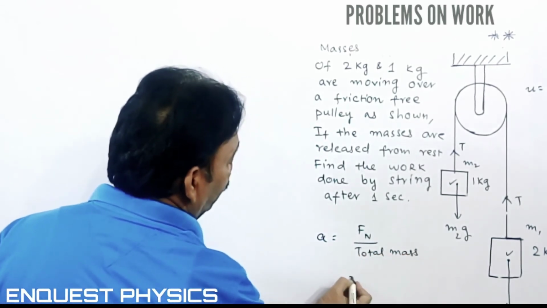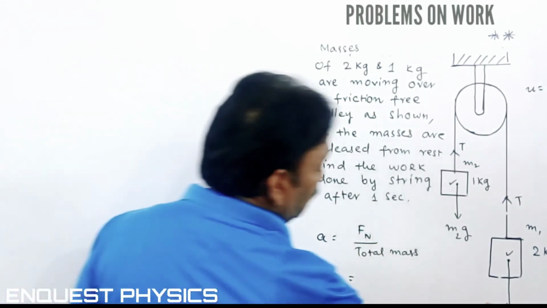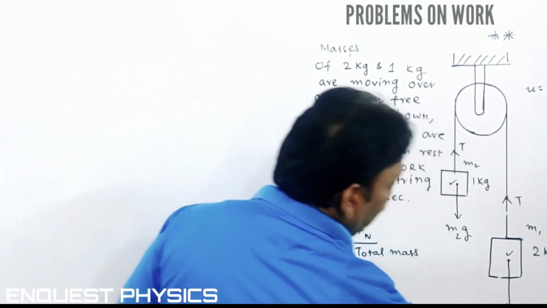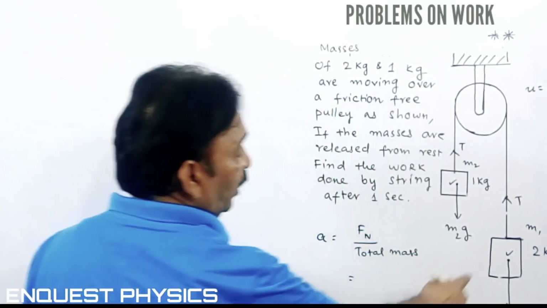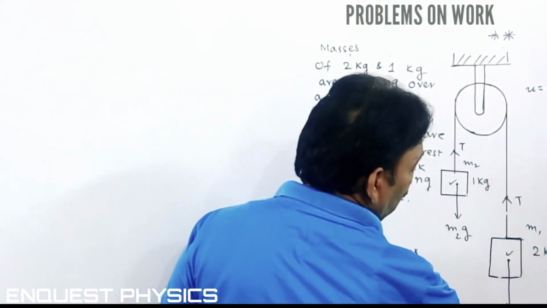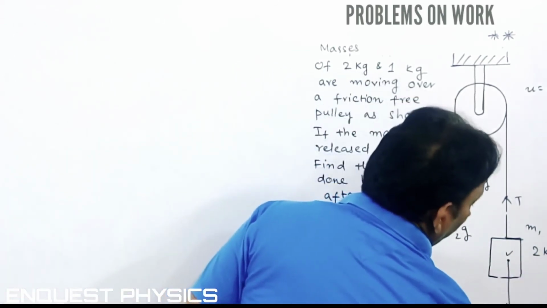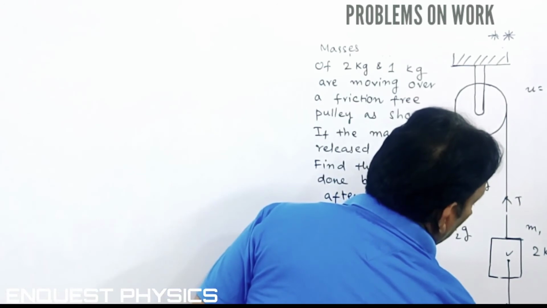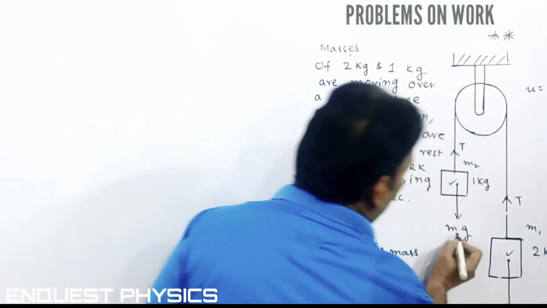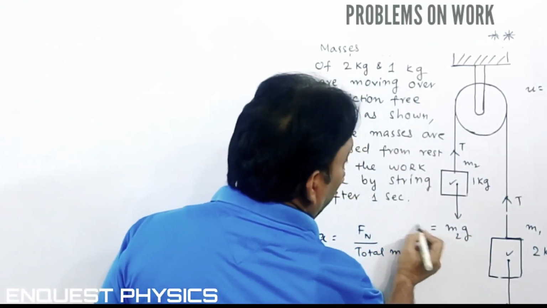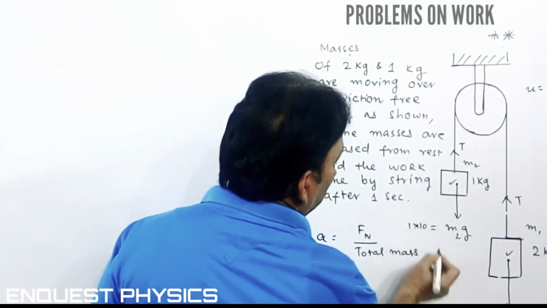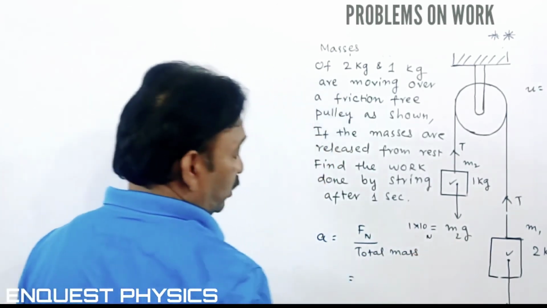Okay, students. Net force, say this, is the weight, it is M1G. The weight is, what's that, 2 into 10. It is equal to 20 Newton. And here it is 1 into 10. 10 is acceleration due to gravity, 10 Newton.